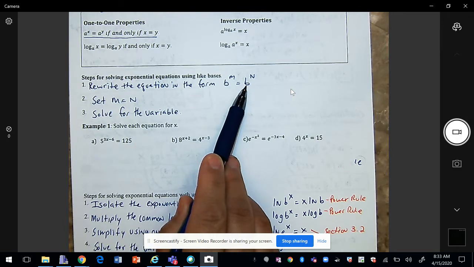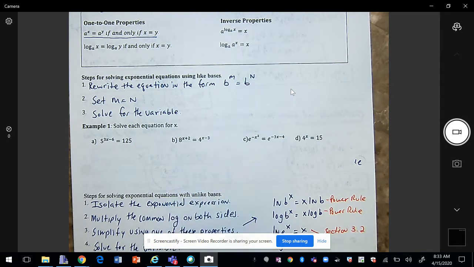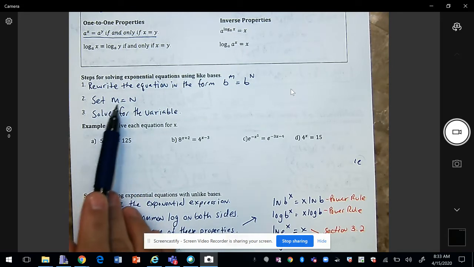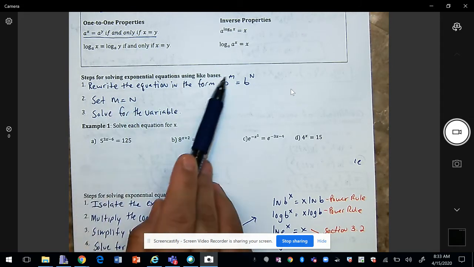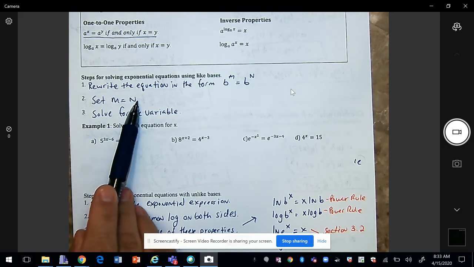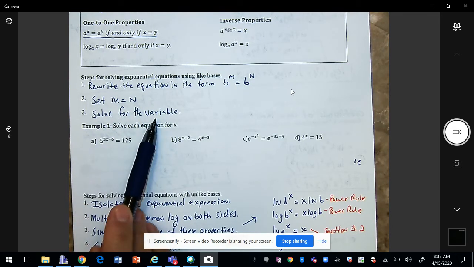So to solve these equations, first we can rewrite the equation in the form b raised to the m power equals b raised to the n power. If we can write our equation in this form, then we can use the one-to-one property and set the exponents equal to each other, m equals n. Then we solve for the variable.